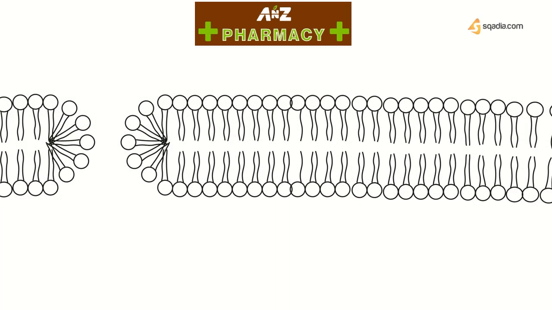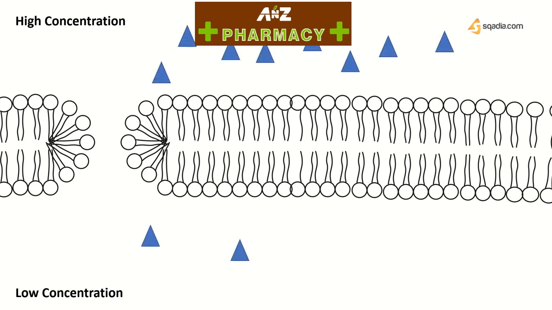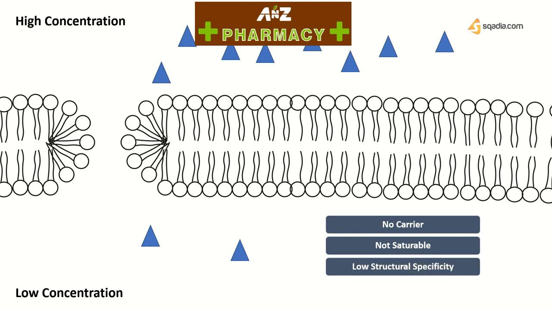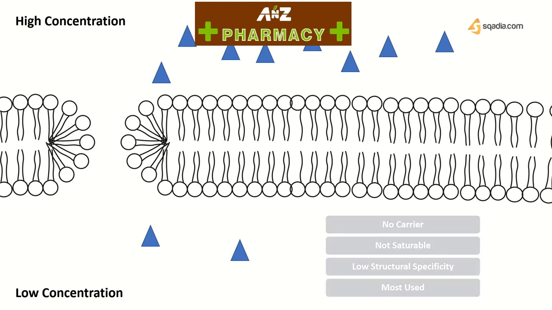Coming to the passive diffusion, the driving force for passive absorption of a drug is the concentration gradient across a membrane separating two body compartments. In other words, the drug moves from a region of higher concentration to a region of lower concentration. Passive diffusion doesn't involve a carrier, is not saturable, and shows a low structural specificity. Most drugs are absorbed by this mechanism.